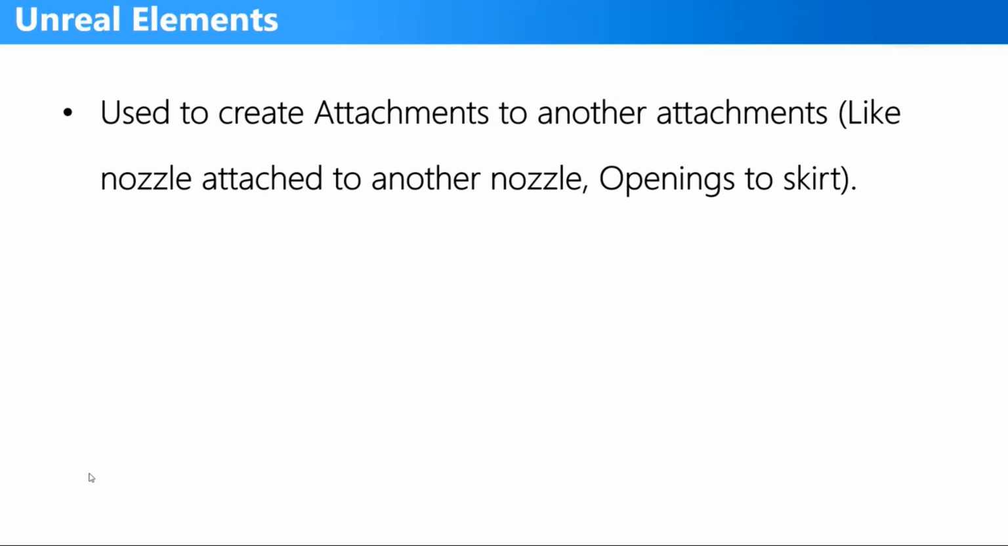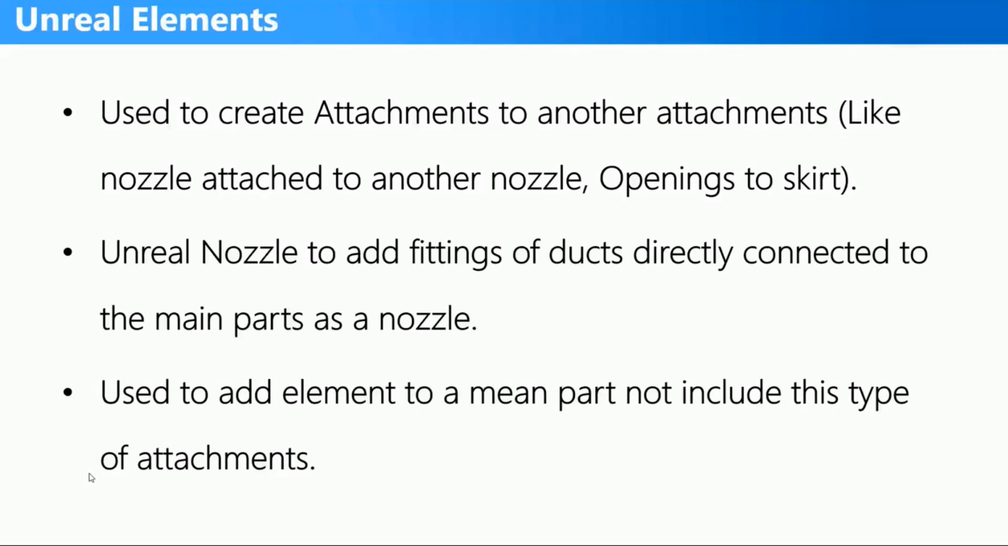Another case is the Unreal nozzle as a fitting. If you have a nozzle connected to a shell, for example, and this nozzle is not from a pipe or from a plate, it's a reducer or an elbow connected directly to the shell instead of a pipe or a nozzle from plate, you can use the Unreal nozzle to make this connection.